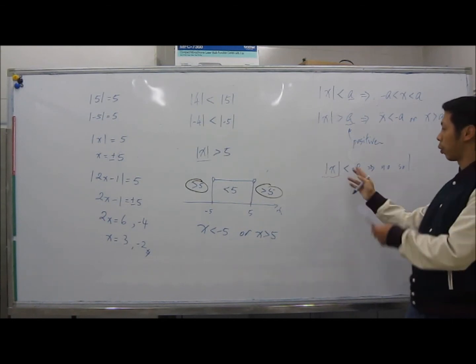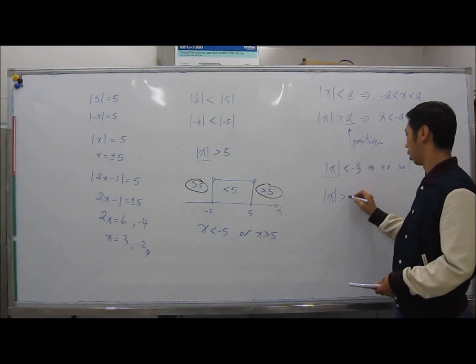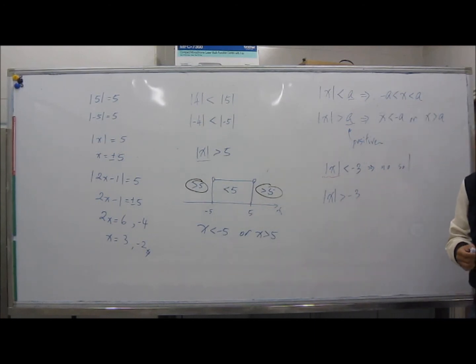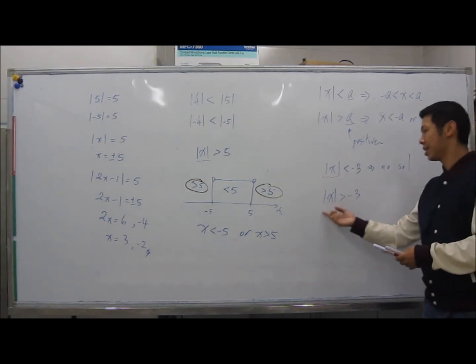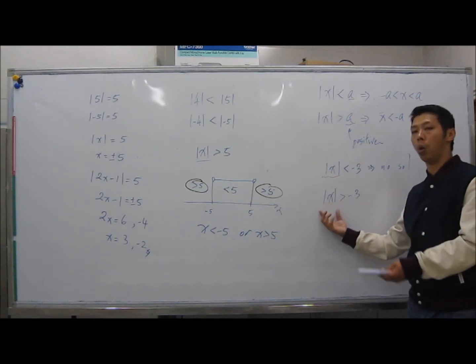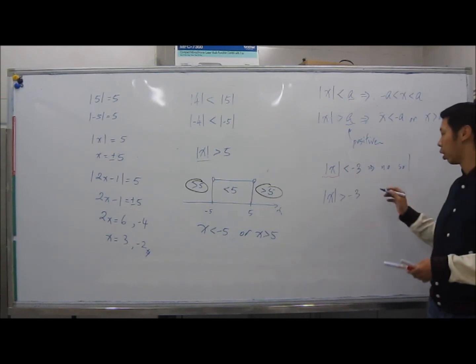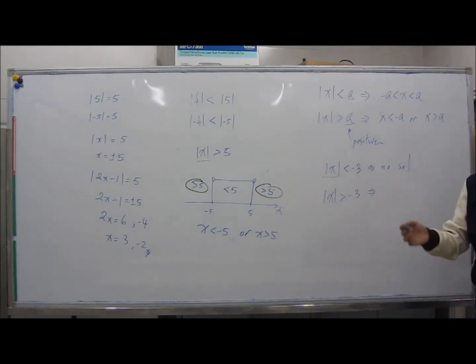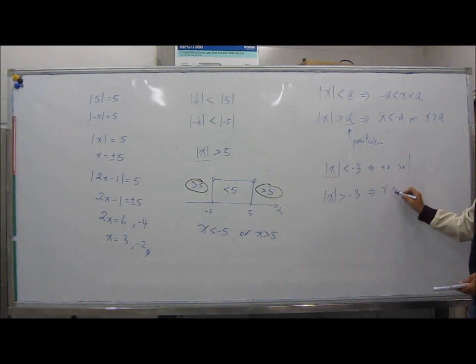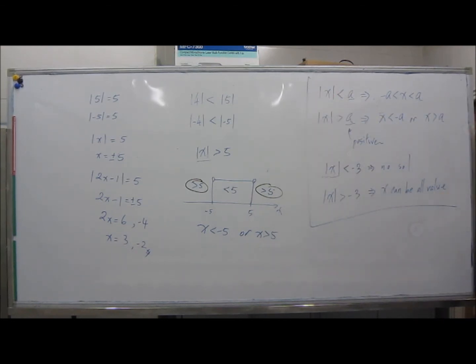Okay, now the other way, if absolute x is greater than -3. Again, this number we know is always positive. A number that is always positive is always greater than a negative number. That means we do not need to care about the value of x. That means x can be anything. Okay, this one is our summary today. Thank you.